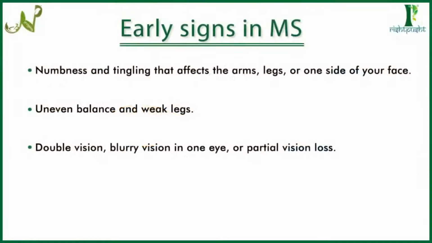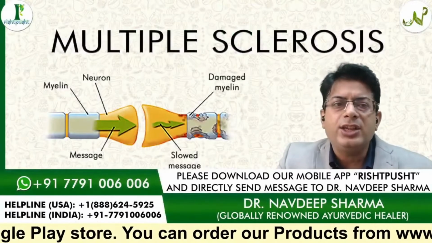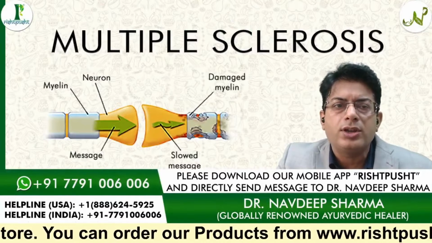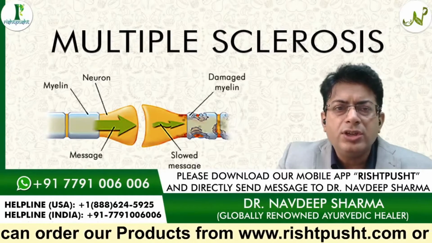A patient suffering from multiple sclerosis may have numbness and tingling that affects the arm, legs or one side of the face, uneven balance and weak legs. A very important one is double vision, blurry vision in one eye or partial vision loss. Such is the intensity of the disease that it can also cause partial vision loss.